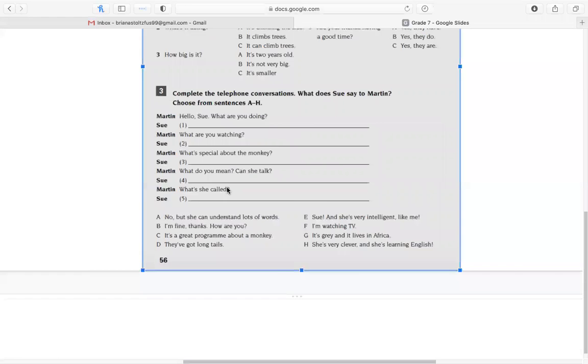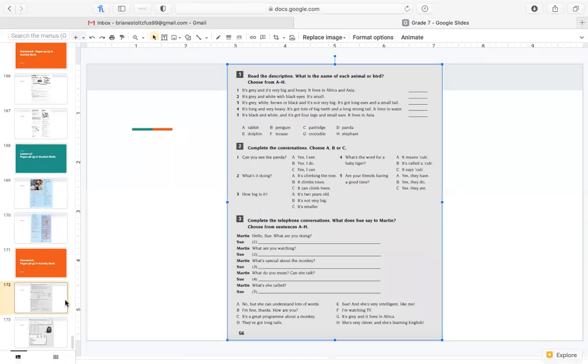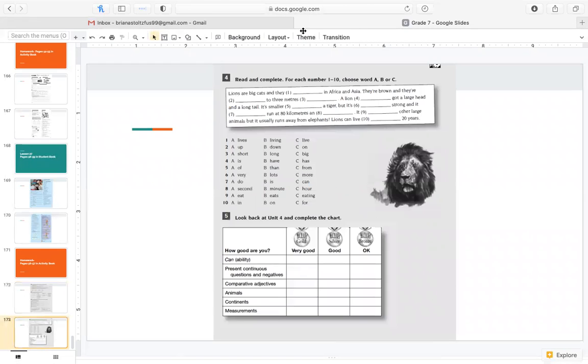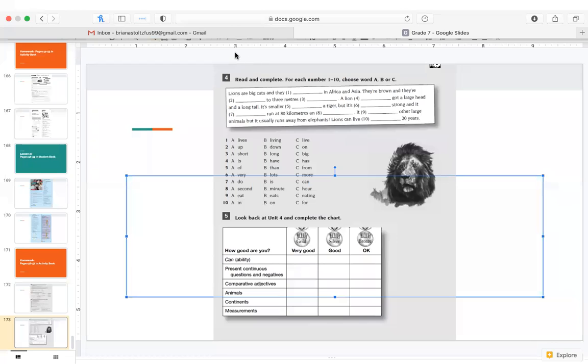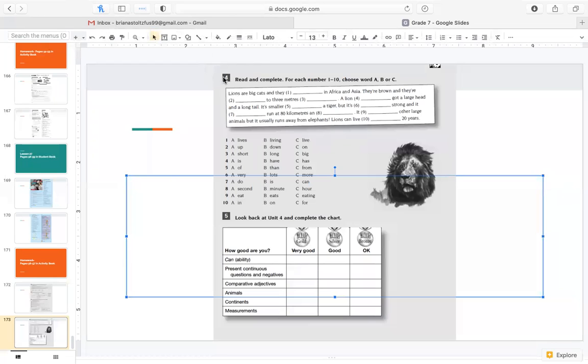Let's look at the next page in your activity book. On page 57, read this. Put in the correct word. For example, number 1, you'll choose A, B, or C. Number 2, you'll choose A, B, or C.